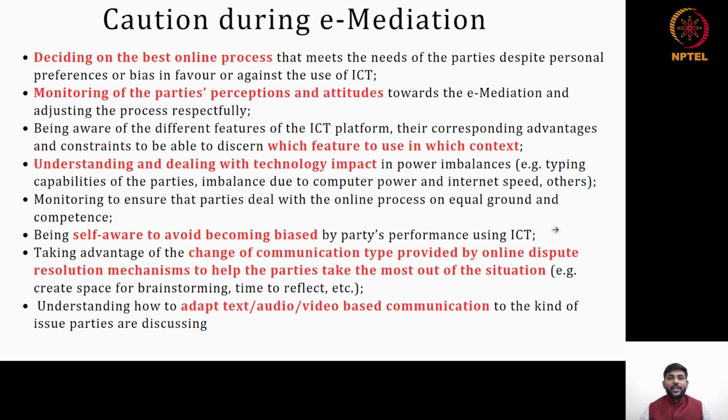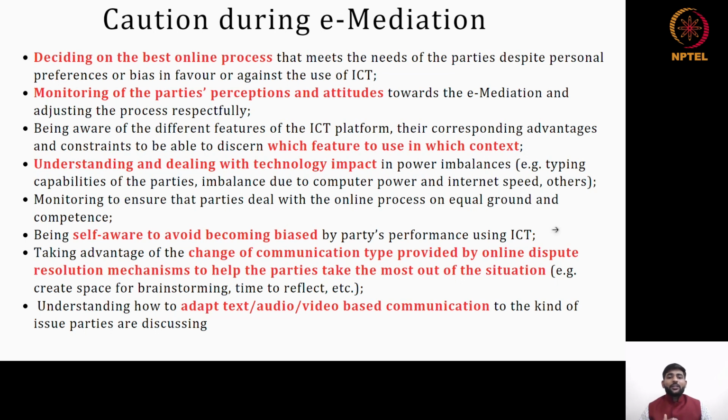Understanding and dealing with technological impact on power imbalance is also needed. There are certain circumstances wherein one party may have an imbalance in internet speed or computer power, and there are also certain technical glitches that may arise during the process of mediation. Whenever it is text based, the typing speed of the parties may also matter. These are all technical aspects wherein the parties and the mediator are required to understand and cooperate with each other for resolution of the dispute.